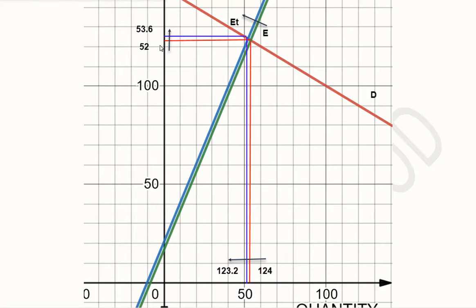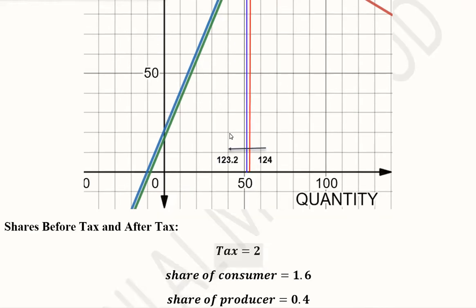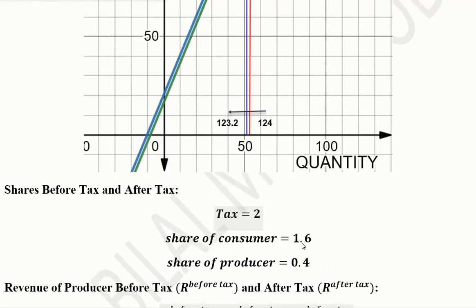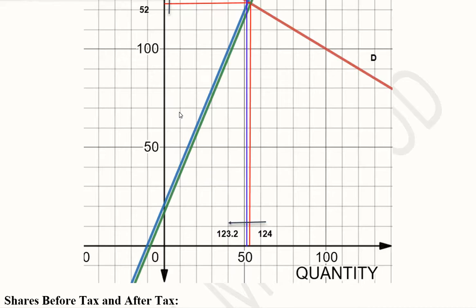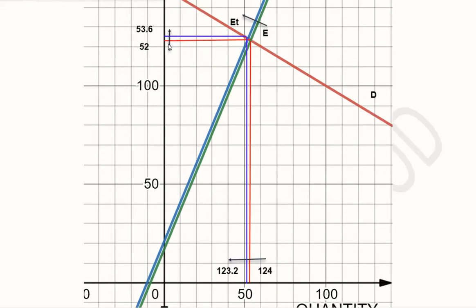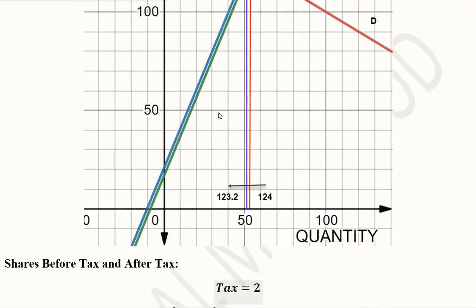The total tax is 2 and the previous price was 52 and the new price is 53.6. The difference between the two is 1.6. So this increase in the price is going to be shifted to the consumer, whereas out of 2, if we subtract this share of the consumer, the remaining share of the tax would be borne by the producer, which would be 0.4, that is 2 minus 1.6. So this should be here somewhere below this red line. This should be the share of the producer, whereas between the red and the blue lines we have the share of the consumer that the consumer has to bear.